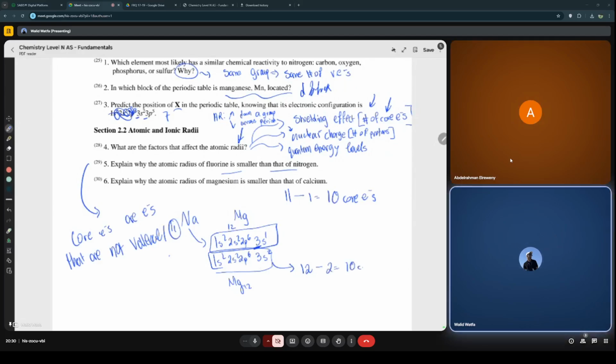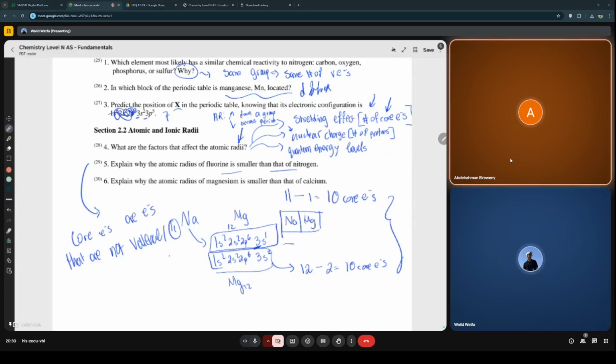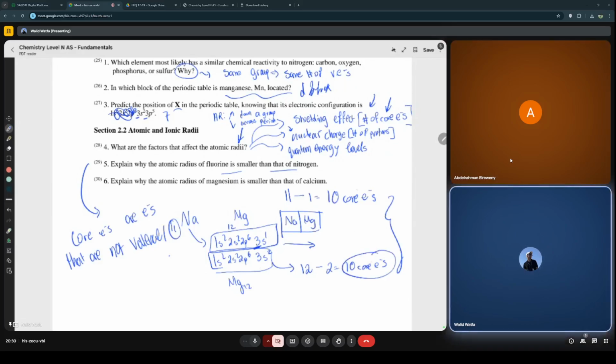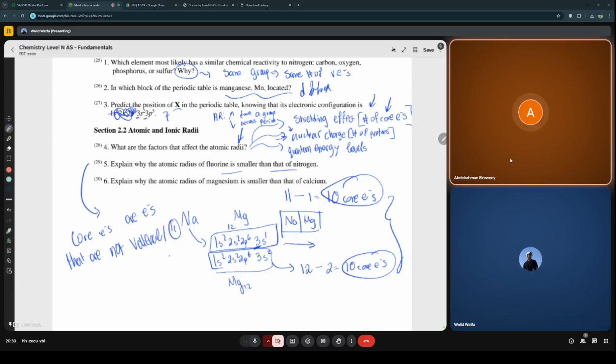How much do I get? 10. So didn't I just prove to you that as you go across a period, Na is here, Mg is here, they have the same core electrons? So here, are the core electrons changing? No. So what's changing? Shielding effect? No, it might be nuclear charge.